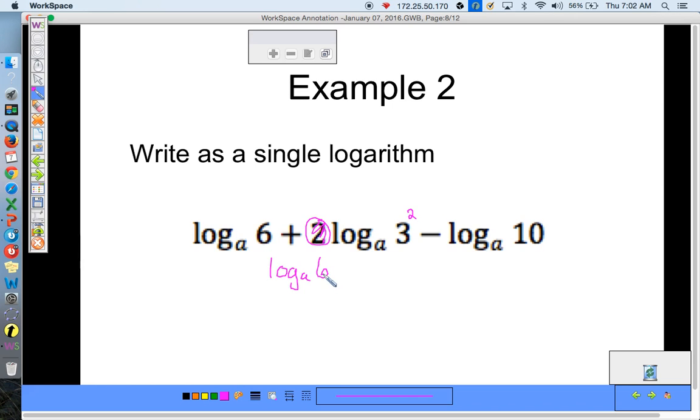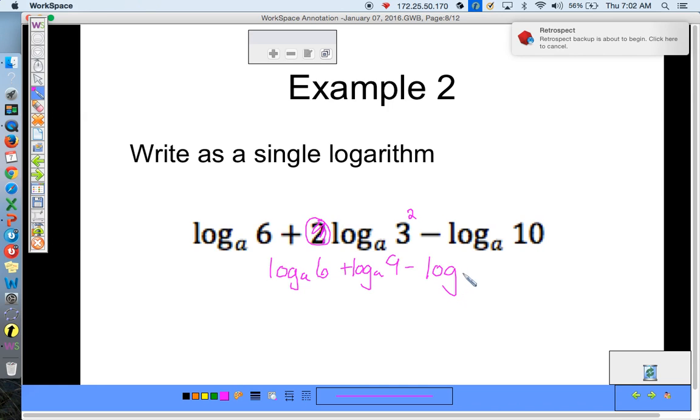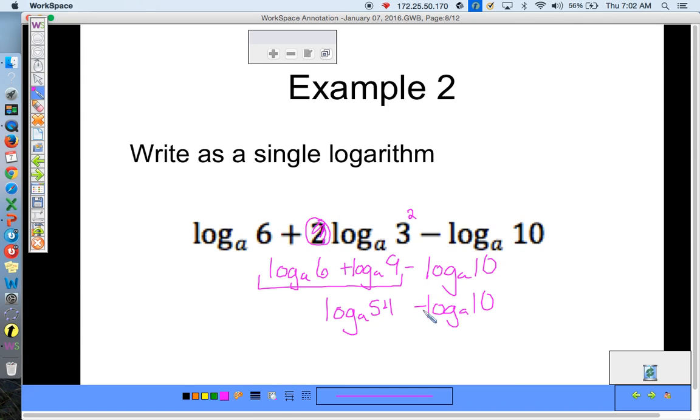So we have log base a of 6, log base a of 9, log base a of 10. Adding goes to multiplying, so we get 54. And then we have subtraction, so that would go to division. So log base a of 54 divided by 10.